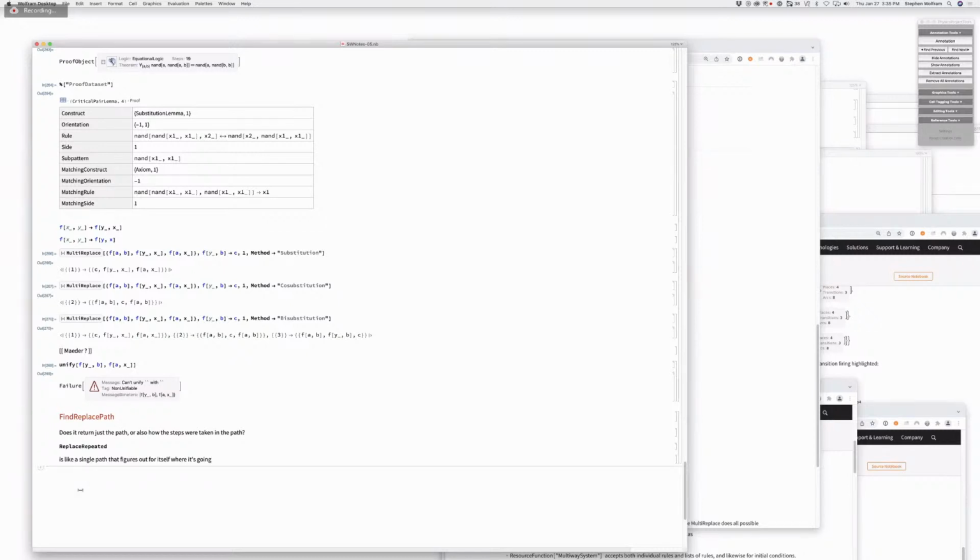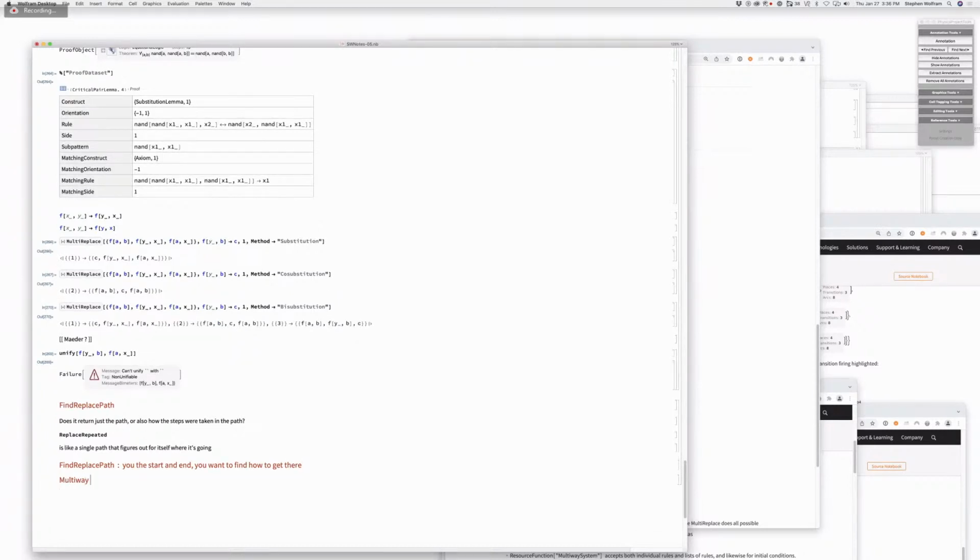Okay, so find replace path, you know the start and end. You want to find how to get there. And a multiway system is more like, the start.